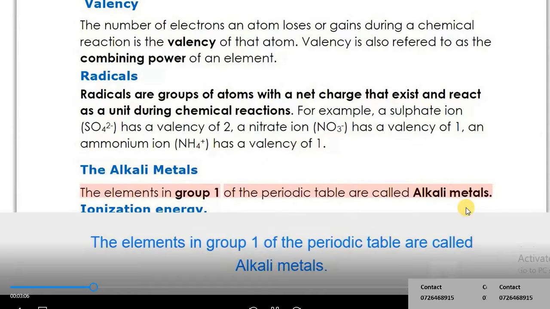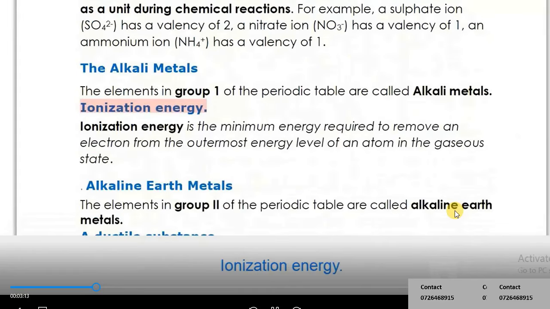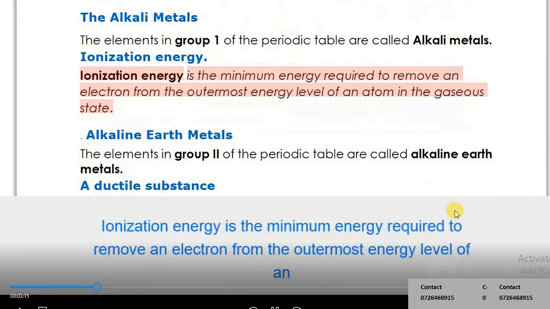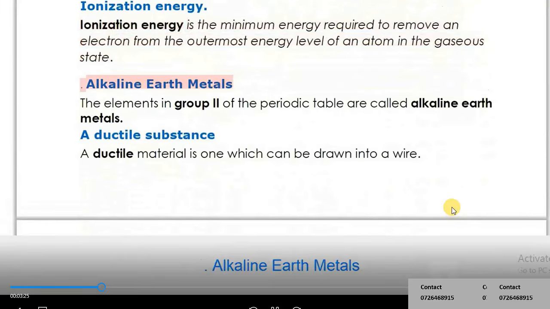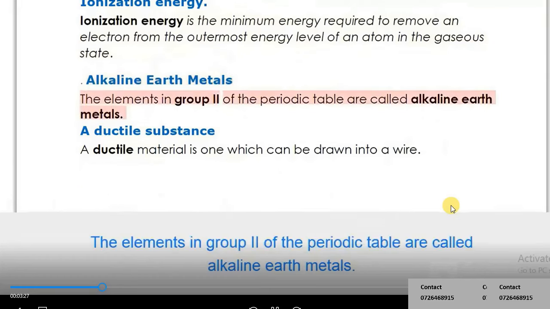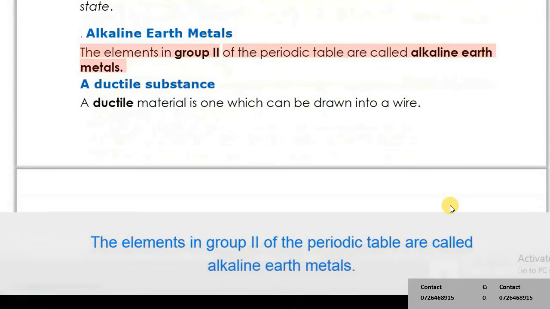Alkali metals, these are group 1 elements of the periodic table. Ionization energy is the minimum energy required to remove an electron from the outermost energy level of an atom in its gaseous state. Alkaline earth metals, the elements in group 2 of the periodic table, are called alkaline earth metals.